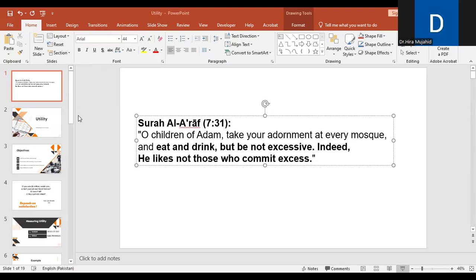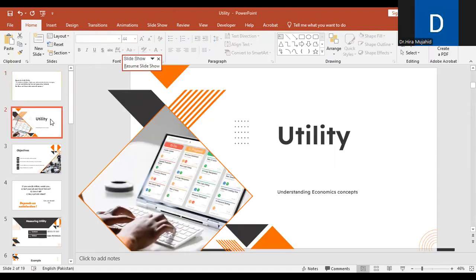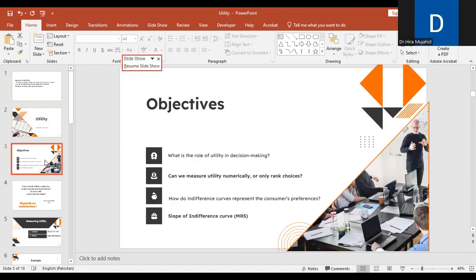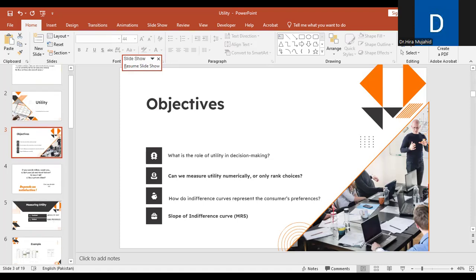This command was related to this topic, and we are going to discuss the utility concept because people were having a little bit of confusion during this lesson. So I will make the lesson again for your convenience. The first objective of this entire topic: what is the role of utility in decision making? Can we measure utility numerically, or can we only rank choices? How does an indifference curve represent consumer preferences? And then we will discuss the slope of the indifference curve, which is MRS.